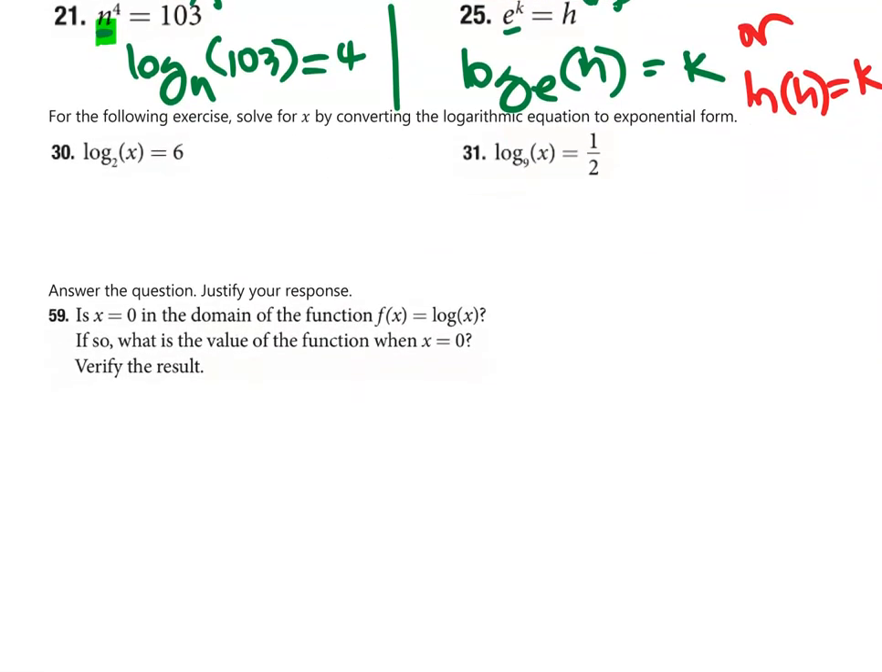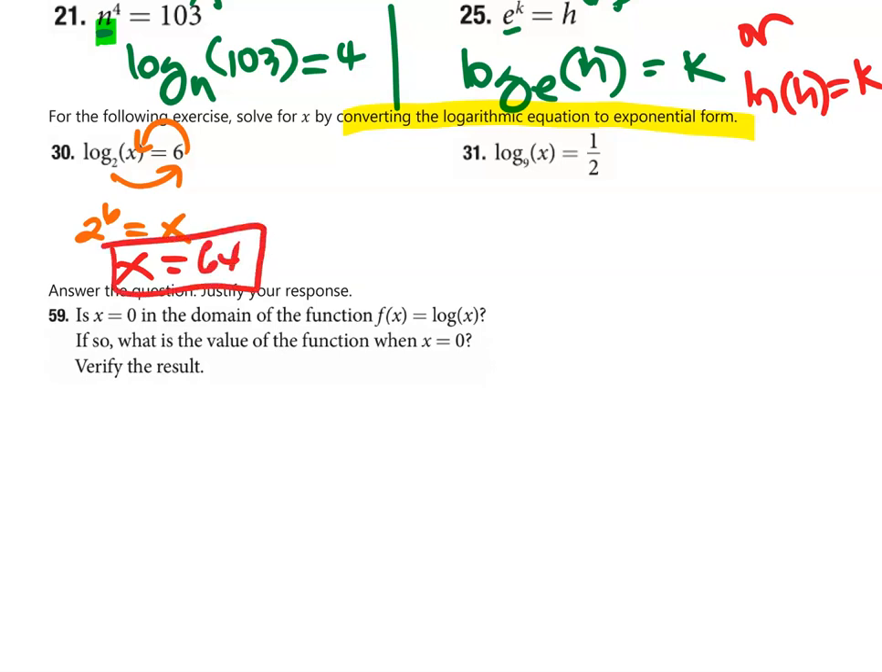Next, for the following exercise, solve for x by converting the logarithmic equation to exponential form. Log base 2 of x is equal to 6, so 2 raised to 6 is equal to x. And what is 2 raised to 6? Yes, 2 times 2 times 2 times 2 times 2 times 2 is equal to 64.